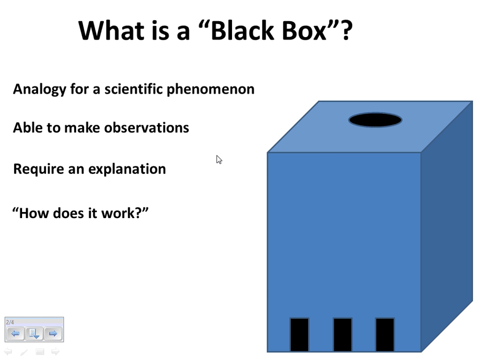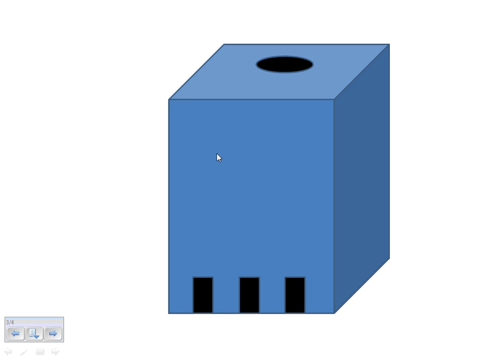So for the next minute or so, all you're going to do is observe. You want to look at the black box, you want to look at what's happening, and you want to do so in such a way that you can agree in terms of what you see with other people. So here's our black box.